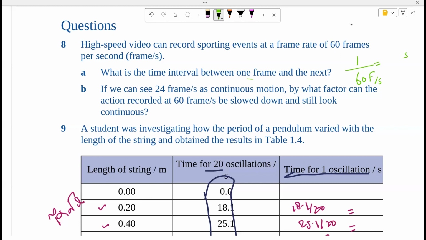Okay. So this would give an answer of 16.7 times 10 to the power minus 3, so I would write it as 16.7 millisecond.